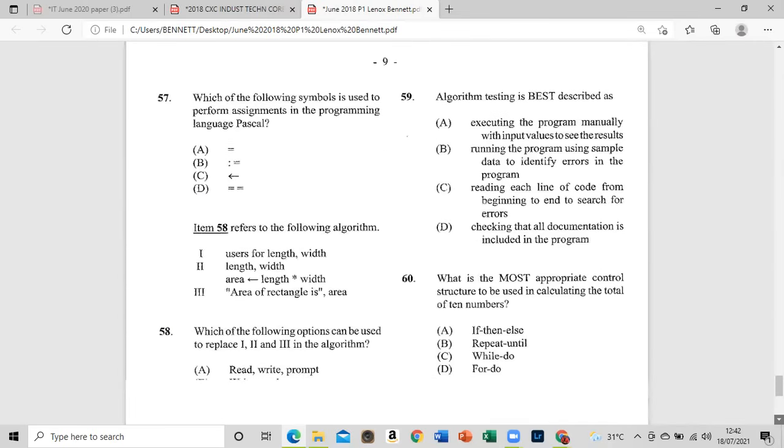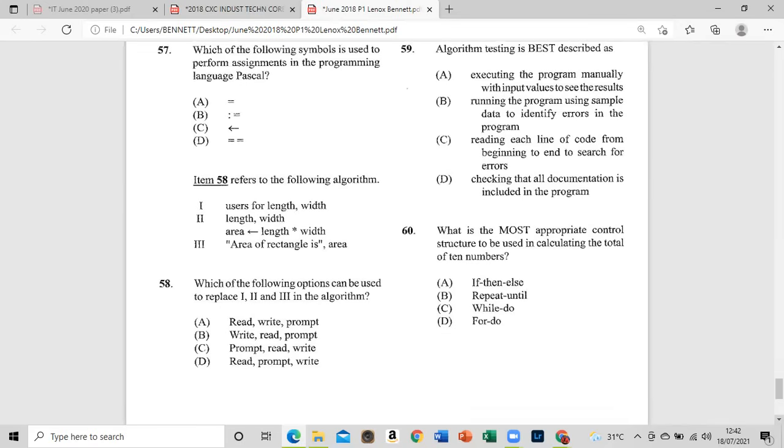So this one gave me a hard time. I still don't think I figured out 57. Which of the following symbols is used to perform assignments in the programming language Pascal? And 58 refers to the following algorithm. I've got something I think makes sense. Again, guys, leave your opinion. I think this makes sense. I don't know if this other one makes sense too, but leave your opinion in the comment section. We take correction, you know.